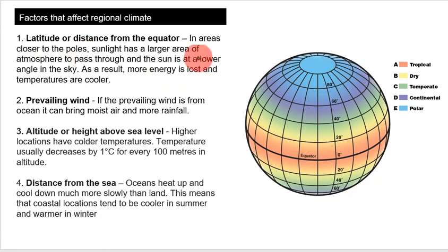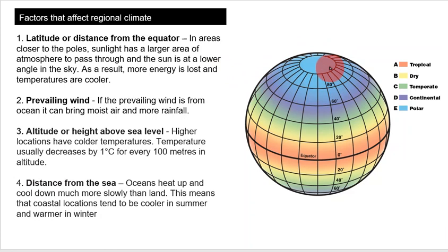In areas closer to the poles, so for example up here or down here, sunlight has a larger area of atmosphere to pass through, and the sun is at a lower angle in the sky. As a result, more energy is lost and temperatures are cooler. Up here in the poles, the light from the sun is spread out. It's not hitting the earth directly. The earth is slightly tilted at an angle. As a result of that, and also the fact that it has to pass through larger areas of atmosphere, the temperatures up here are going to be much lower.